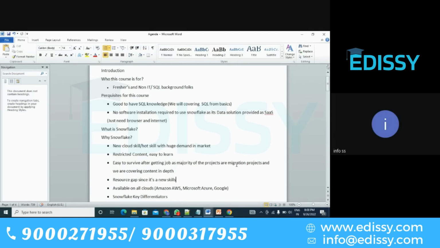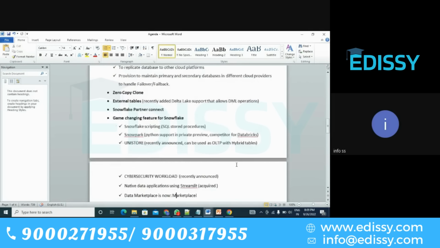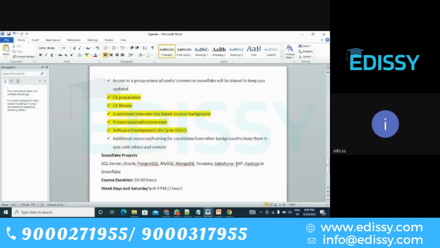A lot of data is getting migrated from multiple relational databases like SQL Server, Oracle, PostgreSQL, MySQL, Teradata, Salesforce, SAP, and Hadoop to Snowflake. You don't worry, you will get complete clarity on what it is. We are saying SQL Server, Oracle, all these things, and I hope you would have heard all these terms.